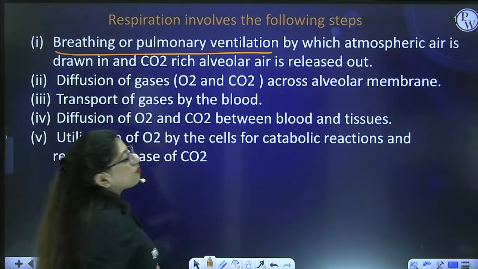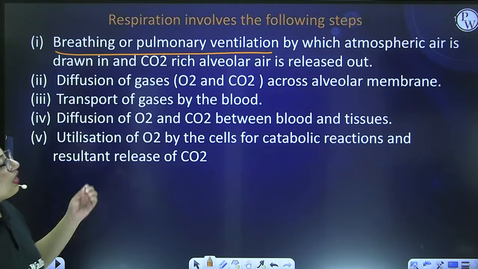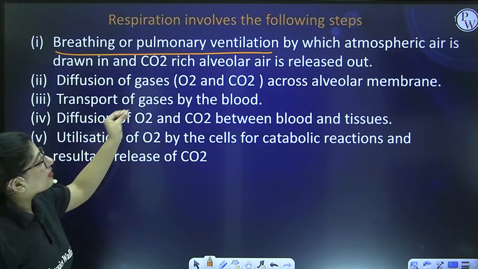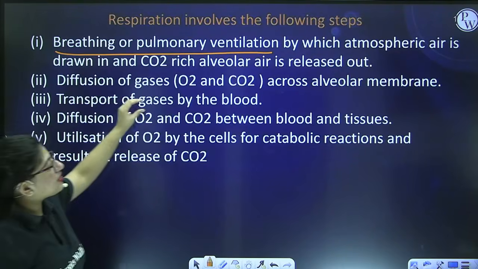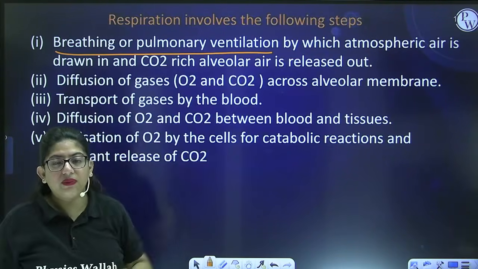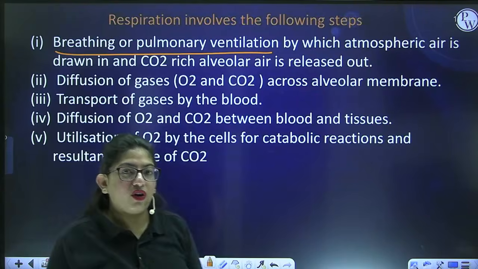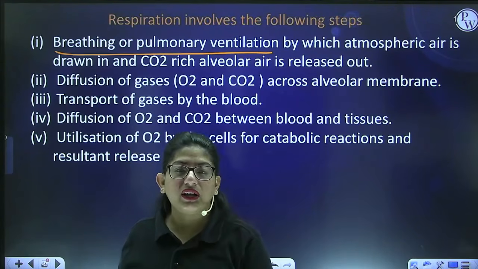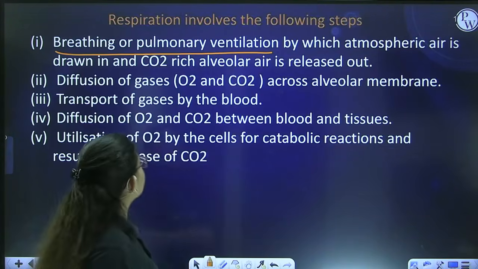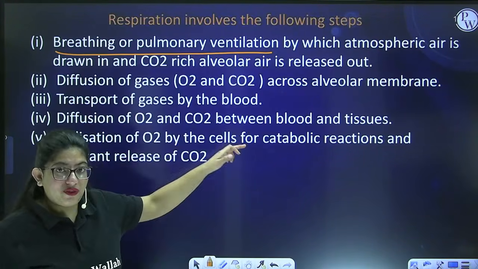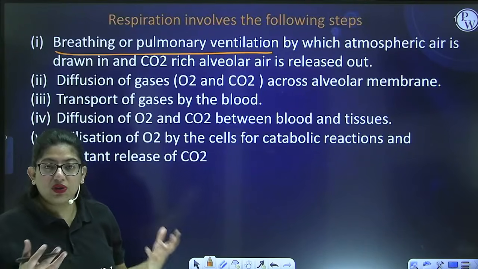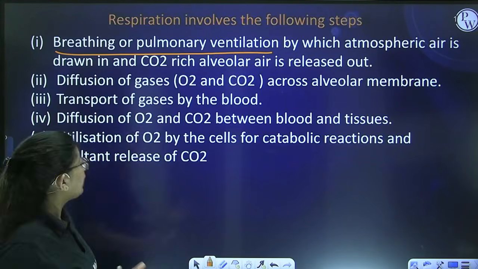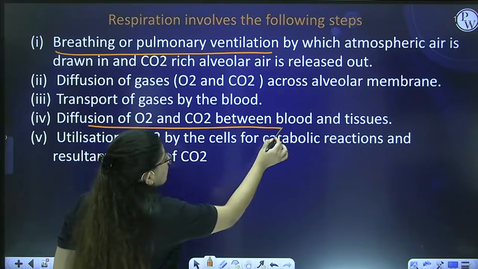So what happens in pulmonary breathing or ventilation? By which atmospheric air is drawn in and CO2 rich alveolar air is released out. Next, diffusion of gases, oxygen and CO2 across the alveolar membrane. Now alveoli will take the oxygen and give it to the blood, because I've said alveoli is highly vascular, and you call it exchange of gases. And then there will be transport of gases by blood. The gases will go to the tissues, because blood helps in the transport of gases. Then diffusion will take place between blood and tissue.